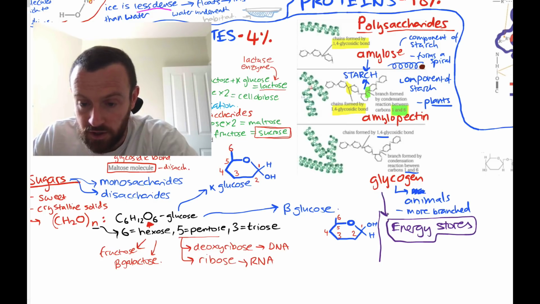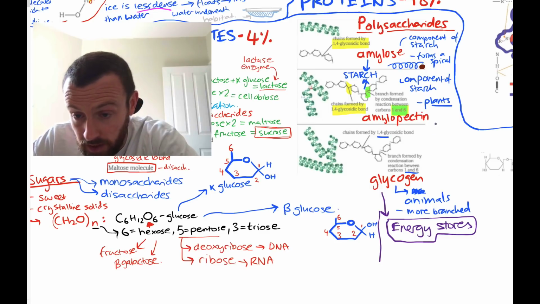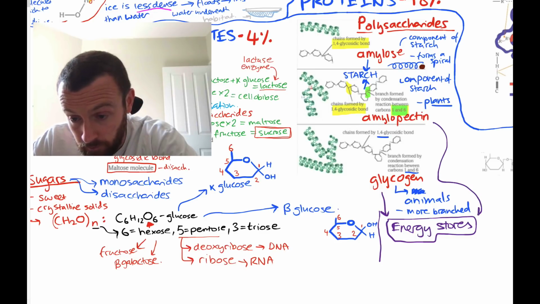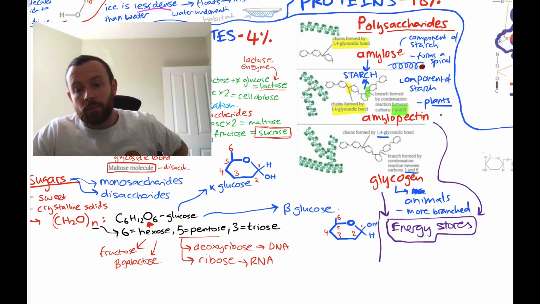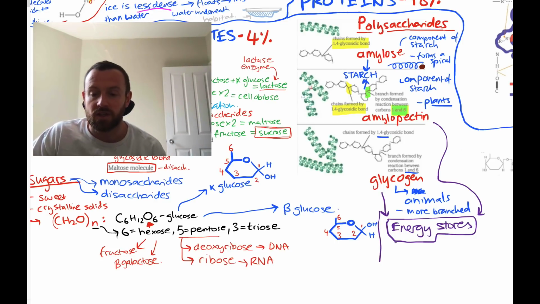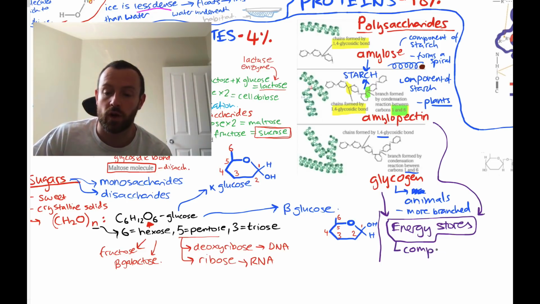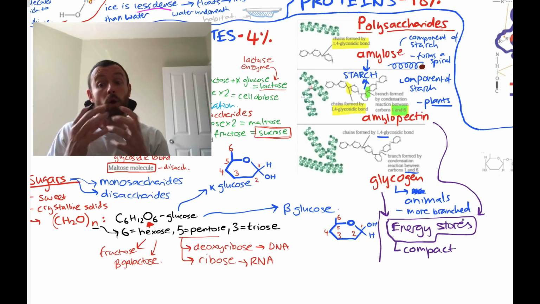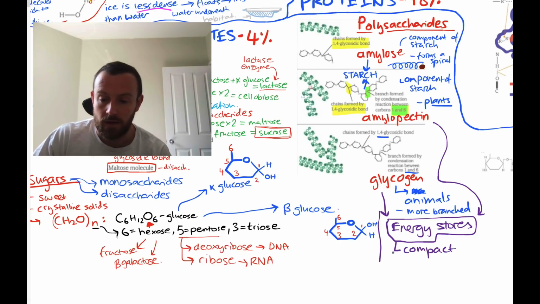So glycogen's an energy store, so is amylopectin, and so is amylose. They're all energy stores. The reason is because they are compact, okay? You can fit a lot of glucose into a tight space if you stick them all together in a polymer. So compact, that's key.